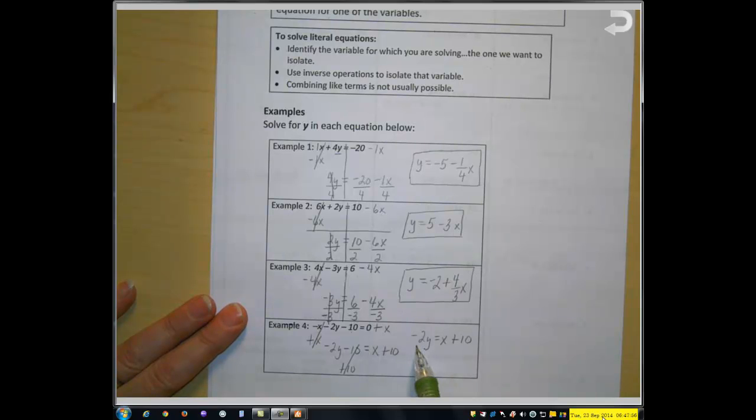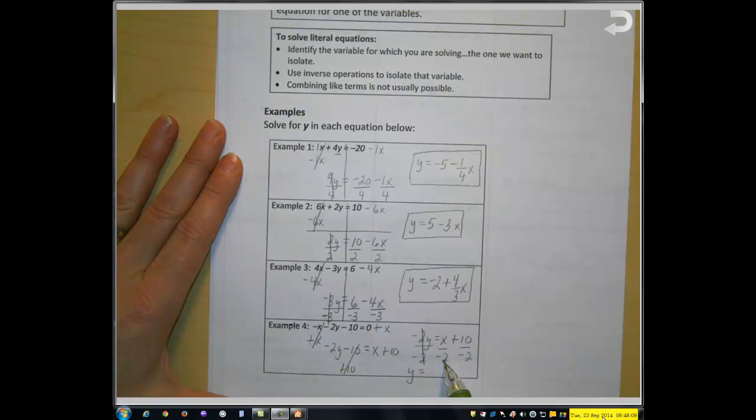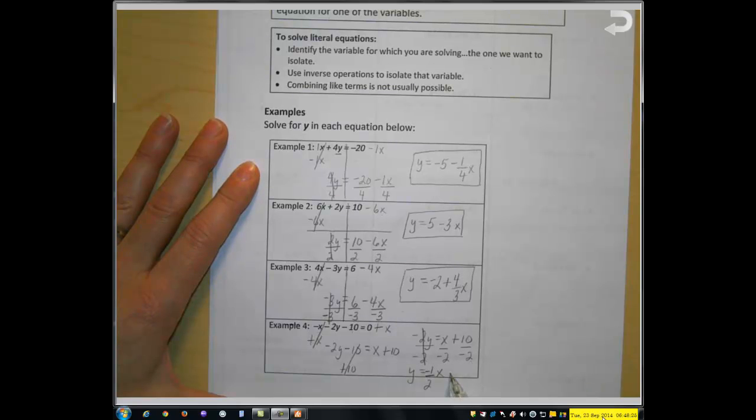Now I need to divide both sides by negative 2. I'll do it to each term on this side. And now let's simplify. Okay, x divided by negative 2. That's the same as saying multiply x by negative 1/2. So we can just rewrite x over negative 2 as negative 1/2 x. 10 divided by negative 2 is negative 5.